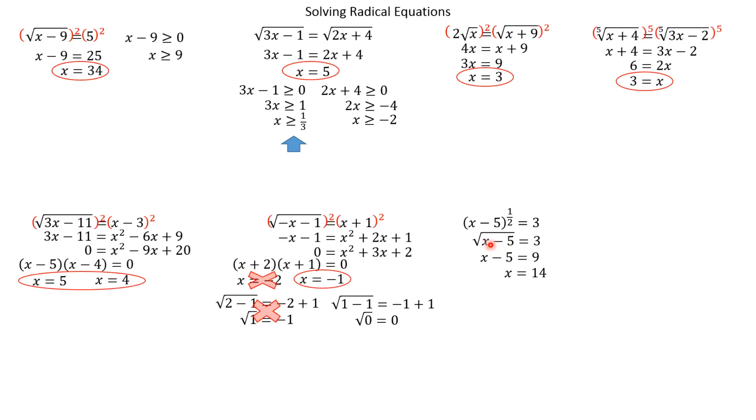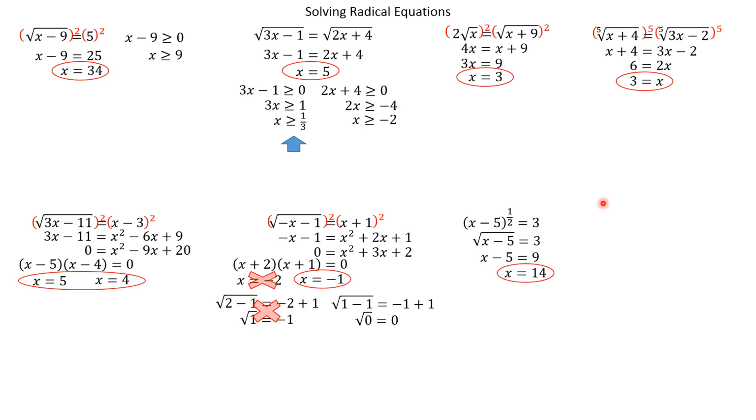If we plug 14 in, 14 minus 5 equals 9. Square root of 9 is 3. So x does equal 14. There's not much to this one. It's just that the exponent sometimes trips people up. You might be thinking, wow, we did a lot of square root, square root, square root. Well, this is the fifth root, but it doesn't even really count because they're both fifth roots.